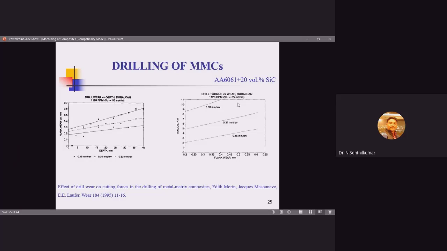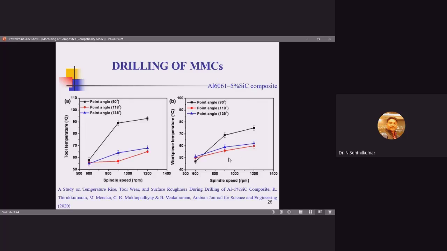High amount of rotational force is needed because the cutting edges will become worn out. So high rotational force is required in these cases. Okay, and also if the flank wear is higher, then obviously a poor surface finish will be there. Poor surface will be produced. Okay. So this is by another researcher, from another work. This is AA6061 plus 5% SiC composite.